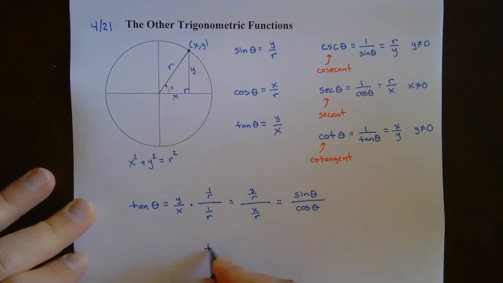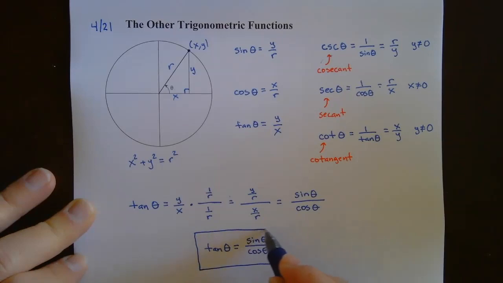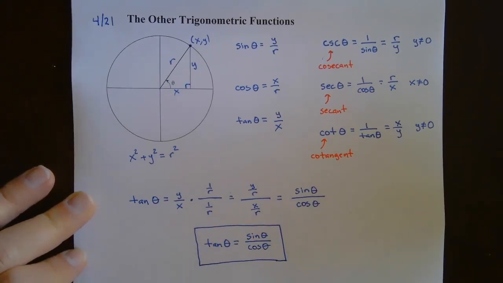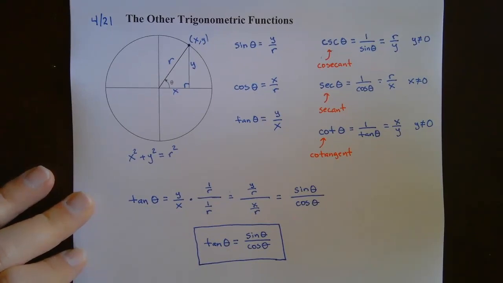And that's the importance of this. So when we see tan theta in the future, we're not really going to do this today, okay? But when we see tan theta in the future, we can swap it out and replace it with sine of theta over cosine of theta, and we can make that substitution. This is used a lot in a lot of future math classes. So now we know tan theta is the same as sine theta over cosine theta.